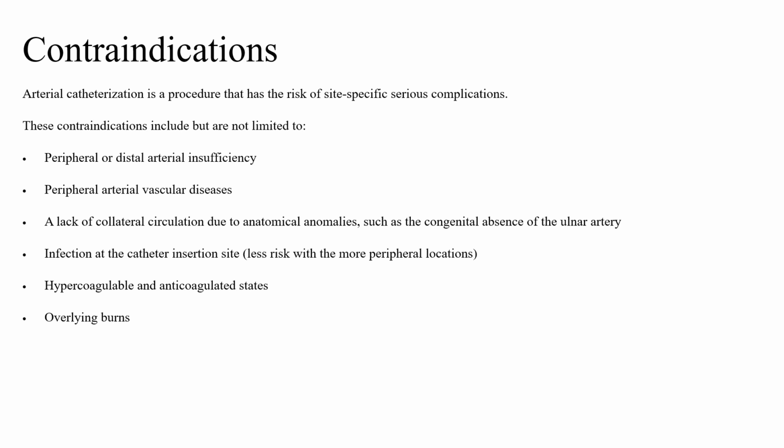If the patient has peripheral or distal arterial insufficiency, so if they have peripheral artery disease, probably not a great idea to do this, especially in the lower extremities. If they have a lack of collateral circulation due to anatomical anomalies, such as maybe your patient doesn't have an ulnar artery, or they had a musculoskeletal injury and that ulnar artery is damaged, something like that. If there is infection at the catheter insertion site, you certainly don't want to do that. You don't want to do it if there's burns over that site.